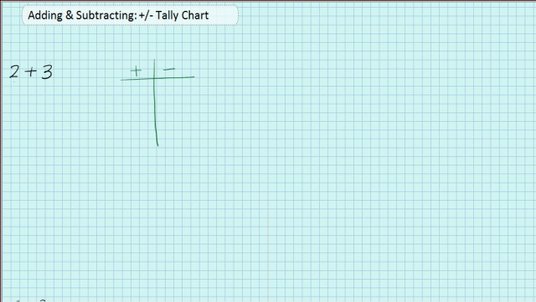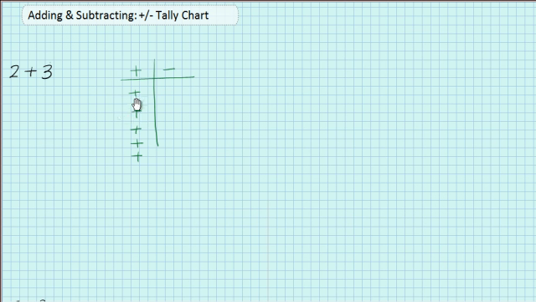So then I'm going to go to my chart and I'm going to draw 2 positives. Then I go to the next number, positive 3. That means I'm going to put 3 more positives on the positive side. Next thing I look for: are there any positive and negative pairs? Anytime you have a positive negative pair, it's going to give you 0. I don't have any negatives, so I don't have any positive negative pairs. So then I just tally up what I have, and that's going to give me my answer.